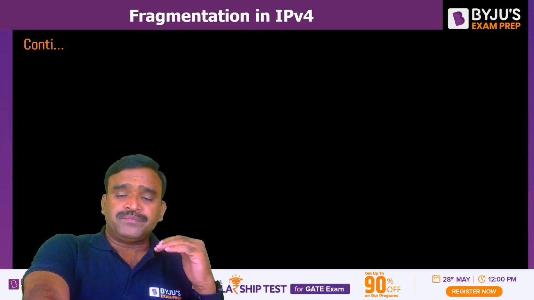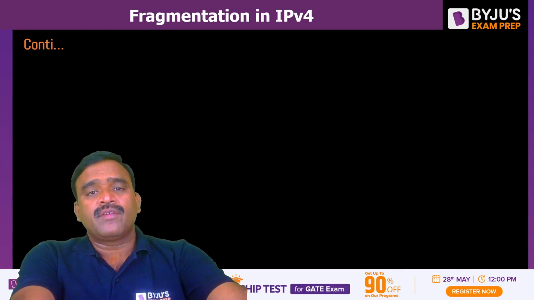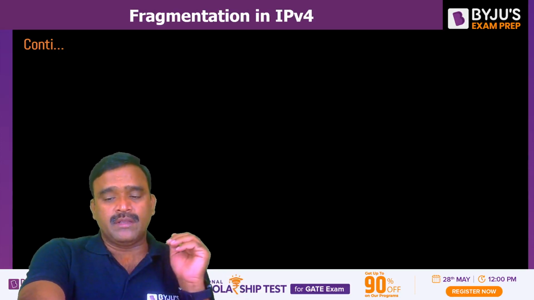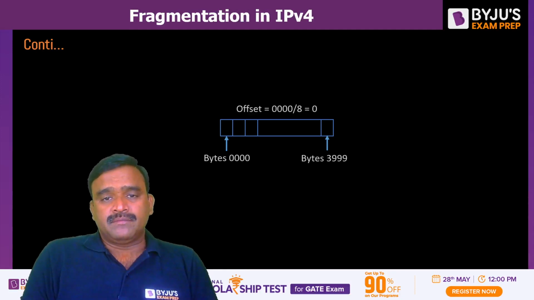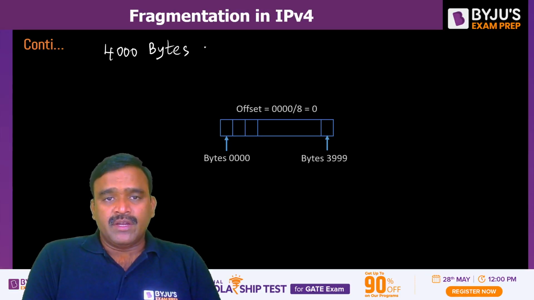Coming to exactly how we are going to make the fragments, I will explain here. All of you concentrate more here. Take one data of 4000 bytes. So 4000 bytes is the single datagram. For this 4000 bytes of data, let us assume that we have a 20-byte header.